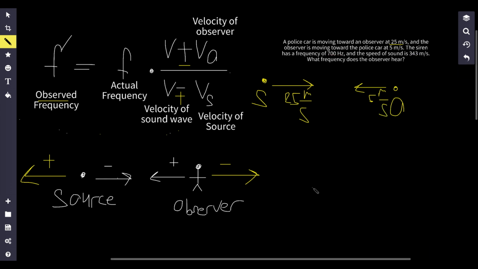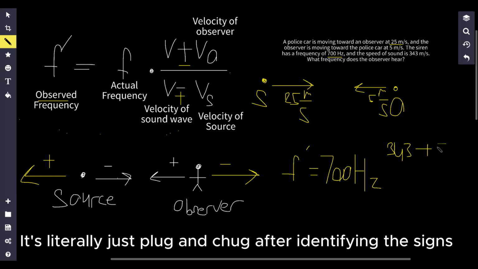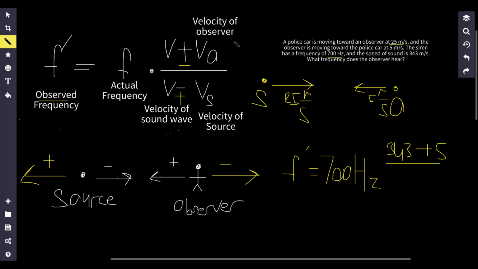All right. So now we can just use the formula. My observed frequency is going to be equal to the actual frequency, which in this case is 700 hertz, right? And now we're just going to multiply everything. So the velocity of my sound wave is 343 plus the velocity of my observer, which in this case is 5 meters per second. I'm not writing meters per second down here because I have a velocity up top, and I also have velocity on the bottom, which is also meters per second.